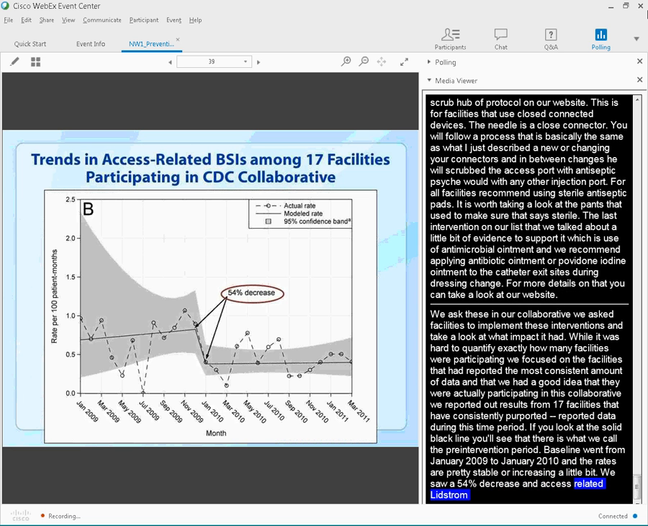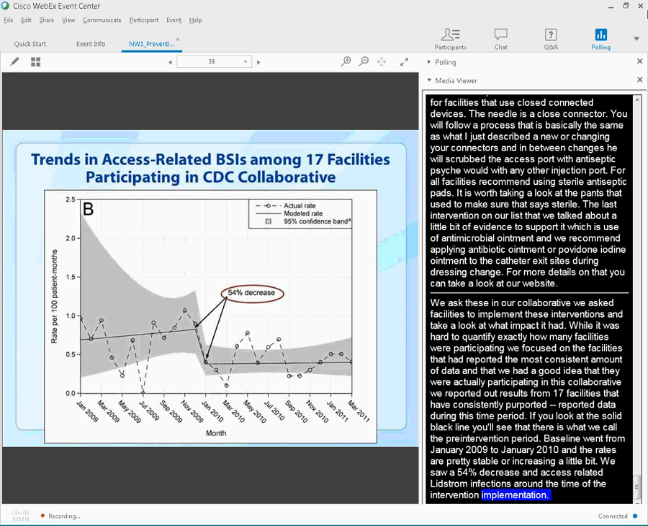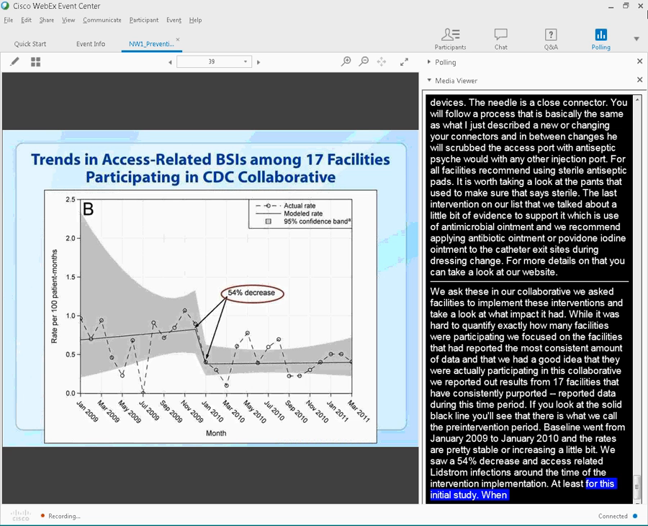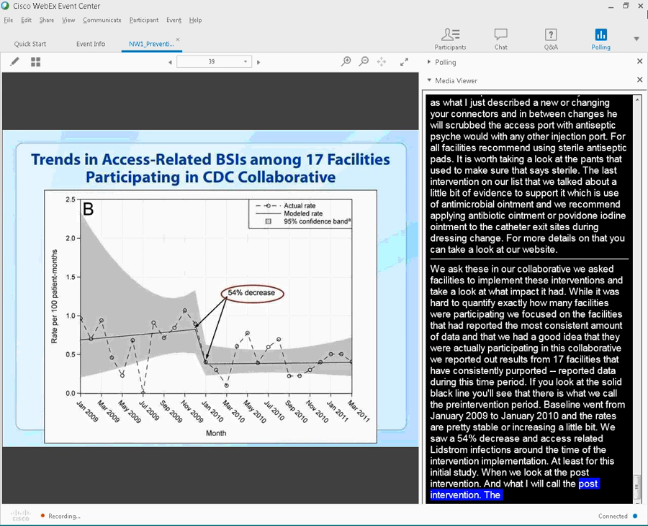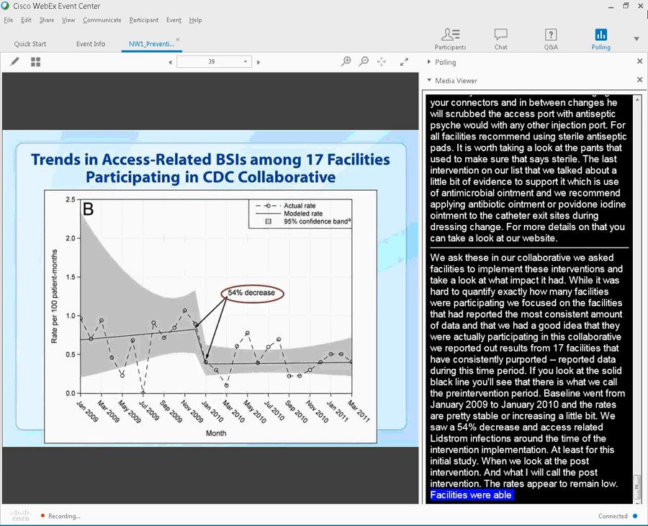And at least for this initial study period, when we looked at the post-intervention period, or what I'll call the early post-intervention period, those rates appeared to remain low. So facilities were able to reduce their rates and were able to keep them low for this period of time from 2010 to March of 2011.